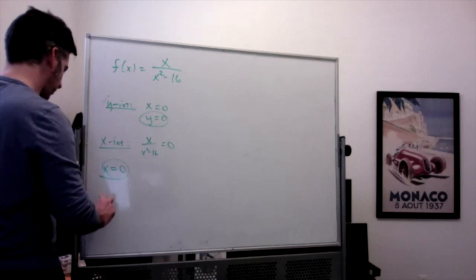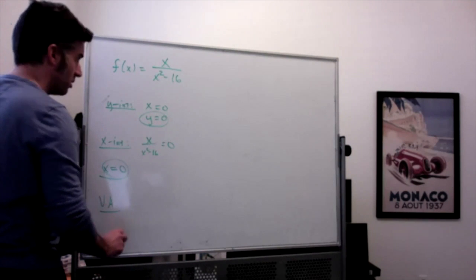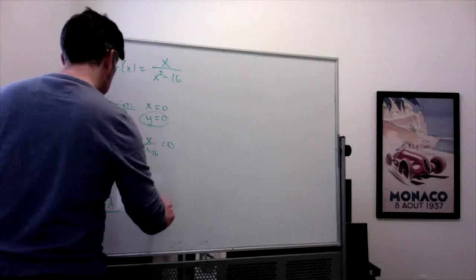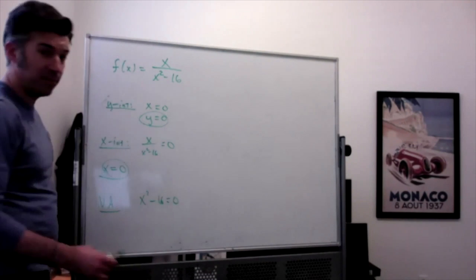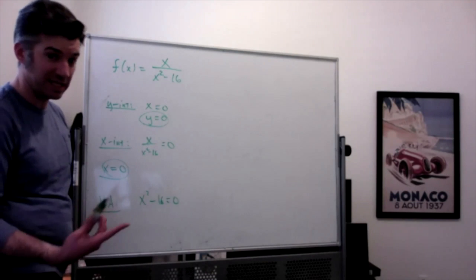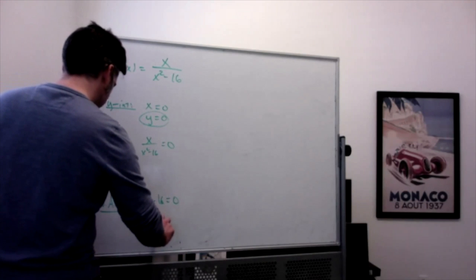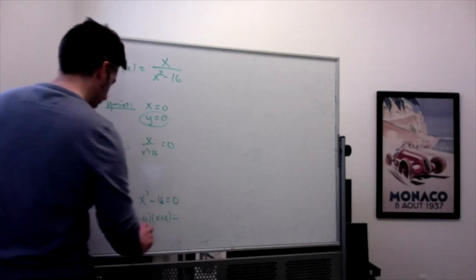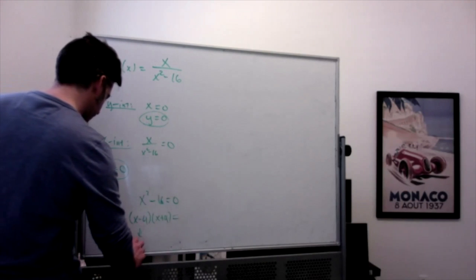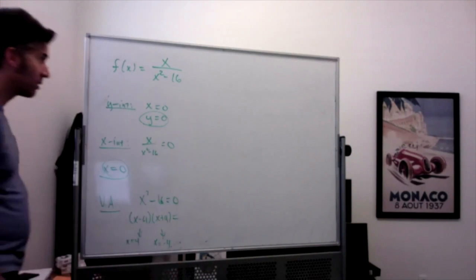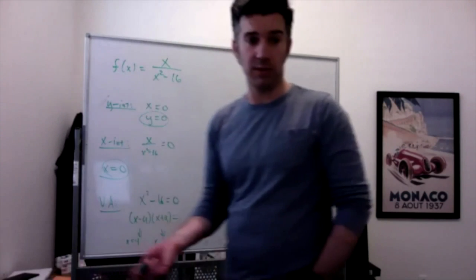And then for vertical asymptotes, we're going to set the denominator equal to 0. So x squared minus 16 equals 0. I personally prefer to factor so I don't miss anything. This factors as x minus 4 times x plus 4. So I get x equal to 4 and x equal to negative 4. And finally, do I have a horizontal asymptote?